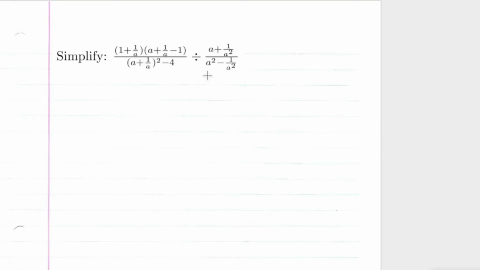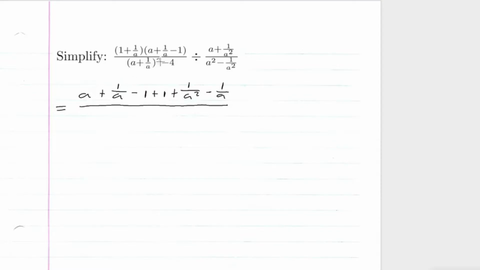All right, so we wish to simplify this expression. The first thing I'm going to do is multiply this numerator out. So 1 times a is a, 1 times 1 over a is 1 over a, 1 times negative 1 is negative 1, 1 over a times a is 1, 1 over a times 1 over a is 1 over a squared, 1 over a times negative 1 is negative 1 over a, all over.